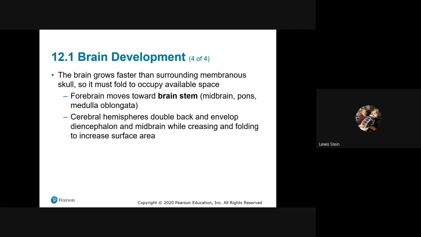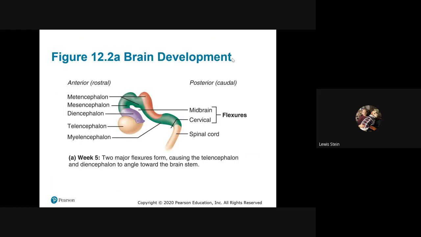Since the brain grows so fast, it folds and folds and folds and occupies space. Everything moves toward the brainstem. It enlarges, and then it keeps folding over and doubling back and creasing and folding. And that gives it a unique shape. So here we are, week 5. We're already starting to see these folds develop. You can start to see the cerebellum forming. You start to see the cerebral lobes beginning to form, a little hint of the eye.